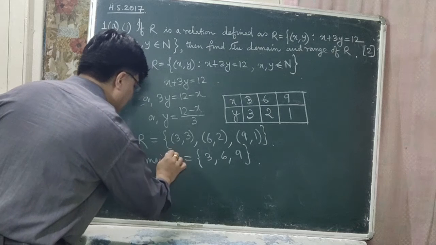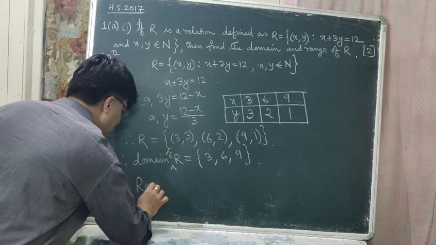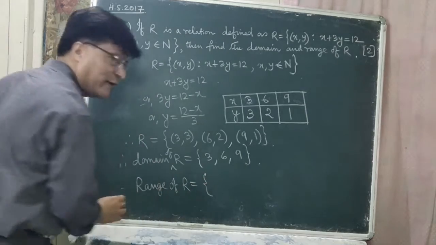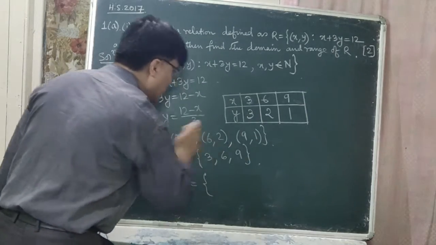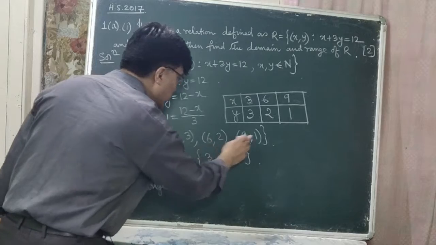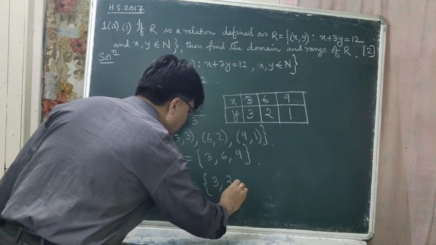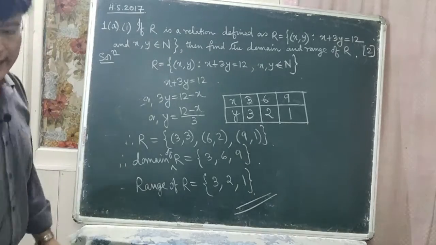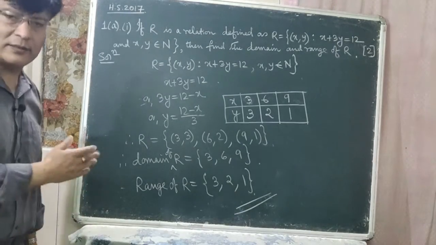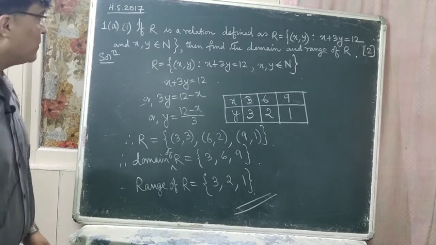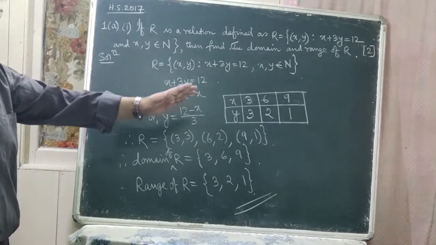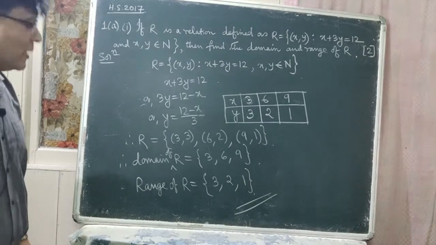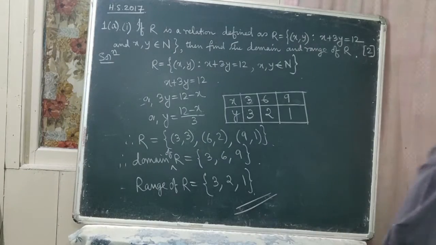And what is the range of R? The second number is known as the range of R. That is 3 comma 2 comma 1. 3 comma 2 comma 1 is the range of R. So these are the answers. So I think you have understood it. You can copy it, and this question carries 2 marks. This is from HS 2017. Now we will do the next problem. You can copy it.